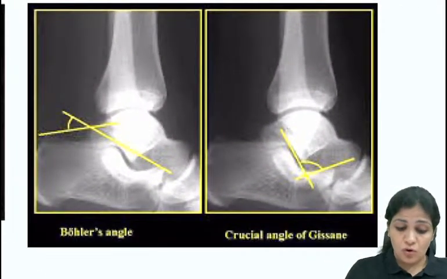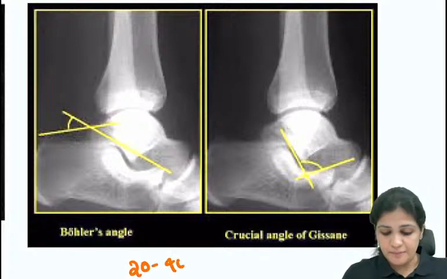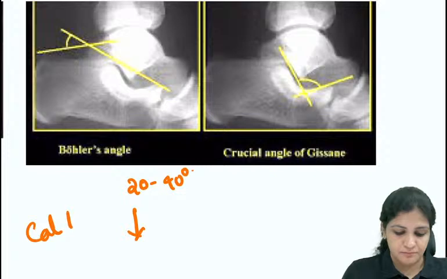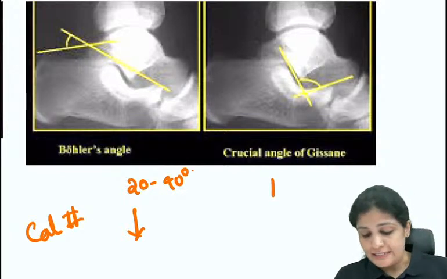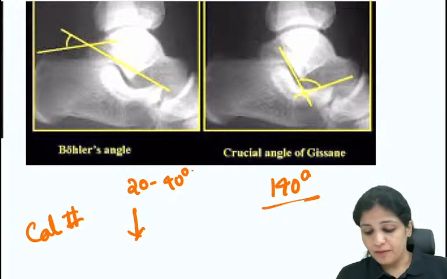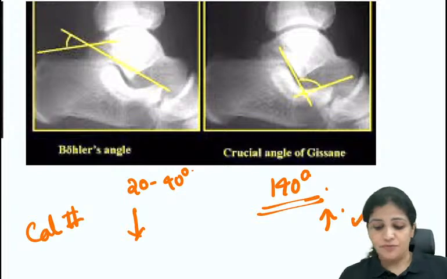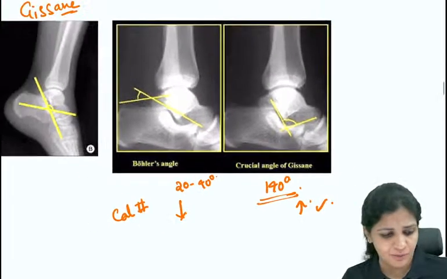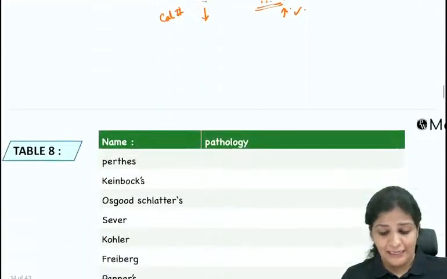Bohler's is almost 20 to 40 degrees, and it will decrease in case of your calcaneum fracture. Gissane's is somewhere around 140, and it will increase in case of a calcaneum fracture, right? 130 to 140 somewhere around. So these are the various important angles.